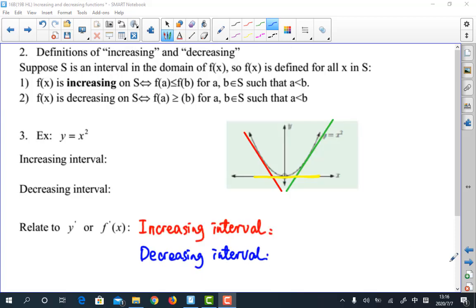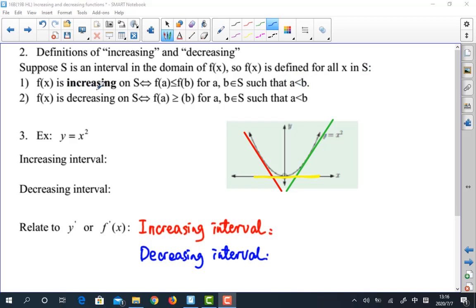Section 2, let's look at the definitions of increasing and decreasing for functions. Suppose S is an interval in the domain of f(x), so f(x) is defined for all x in this interval S. f(x) is increasing on this interval S if and only if f(a) is less than or equal to f(b) for all a, b values on this interval such that a is less than b. What does that mean?